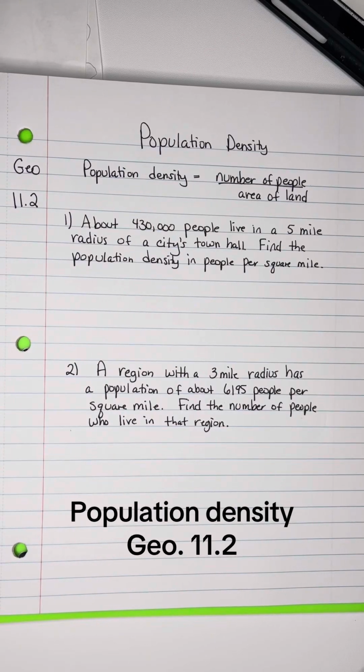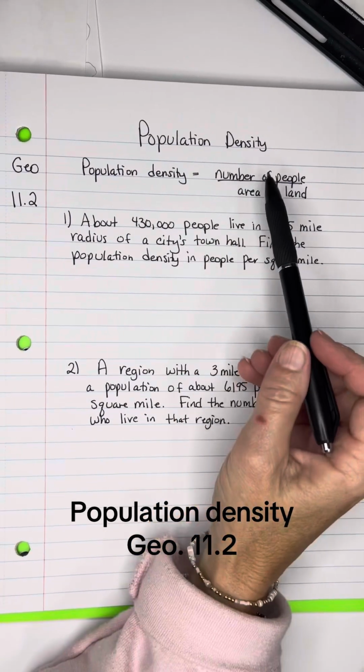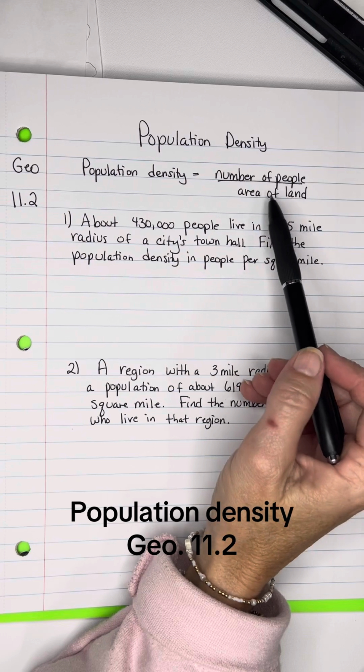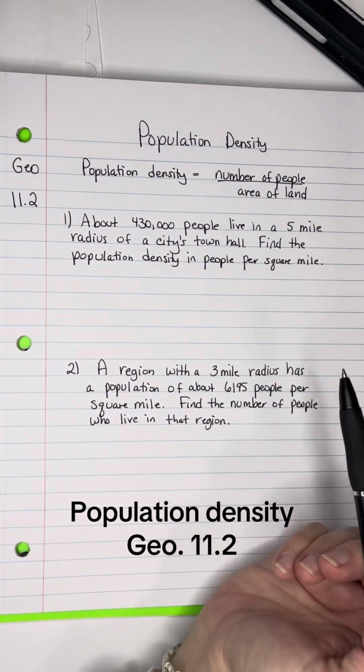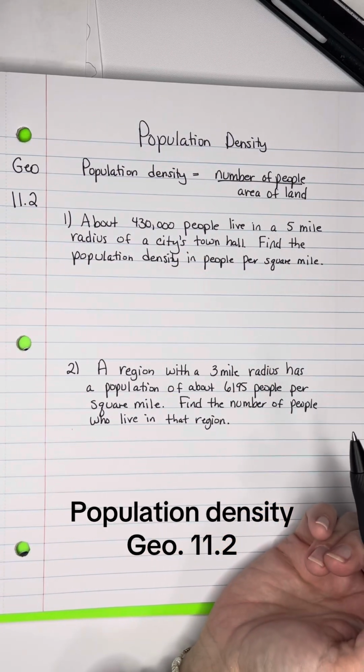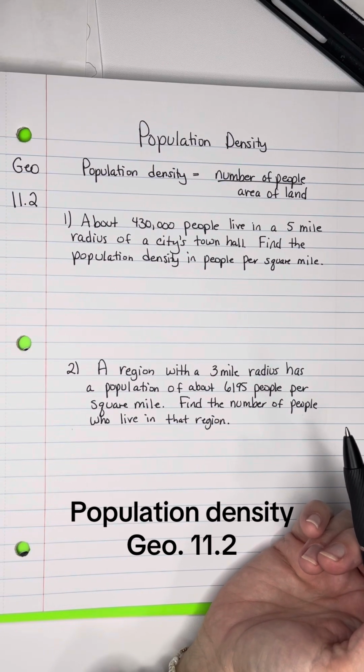All right, we're going to do population density. The formula is the number of people divided by the area of the land when you're looking for the population density of a city or county or state. How many people live in that given area.